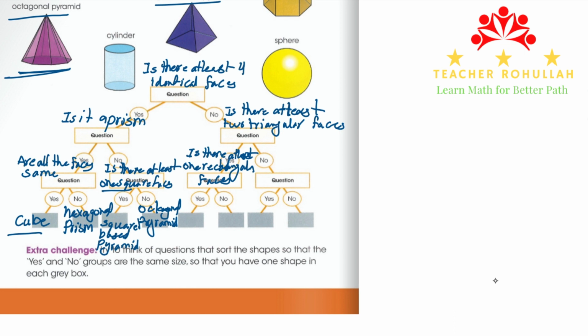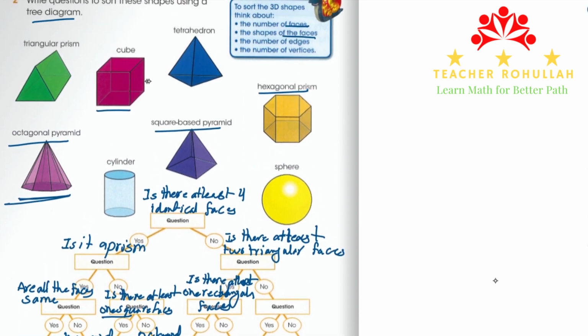We have some shapes over here. We are done with the cube. We are done with the octagonal pyramid. We are done with the square base pyramid. And we are done with the hexagonal prism. 4 of the shapes are done. So the ones which have at least 2 triangular faces are the triangular prism and tetrahedron. Now it is asking, is there at least one rectangular face? So which one of these 2 has that property?